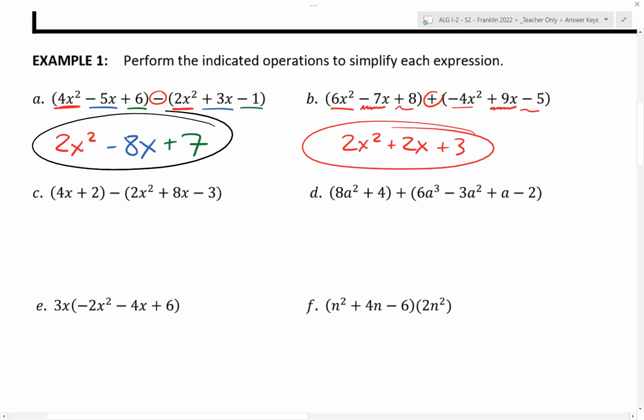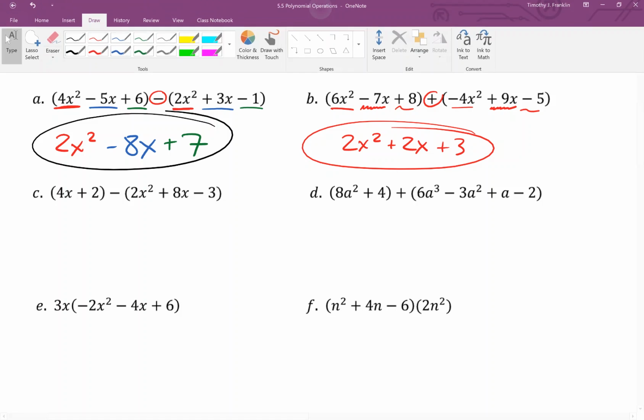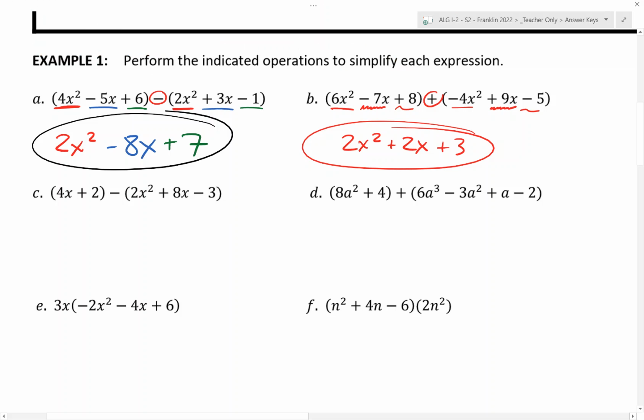Let's look at the next one. Now here we're subtracting, but our first polynomial doesn't have the x squared term in it. So what we're really doing here is subtracting that from 0, 0x squared minus 2x squared, or just apply the negative to it. So you have negative 2x squared will be our leading coefficient there.